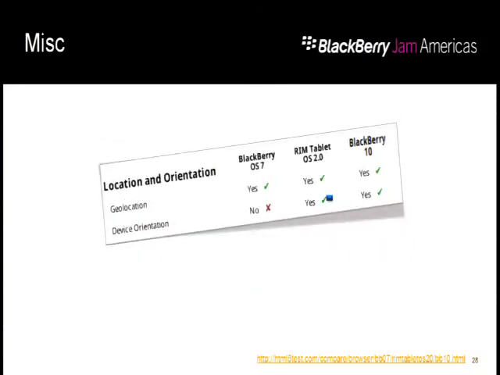Location and orientation, piece of cake, right? We've had this working well, and basically it's just been improvements around performance for getting geodata and device orientation. Device orientation was already in the PlayBook and used a lot for games, for example, or augmented reality type of applications.